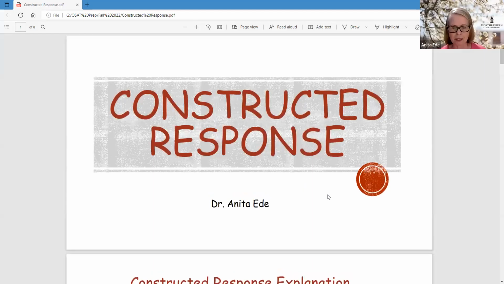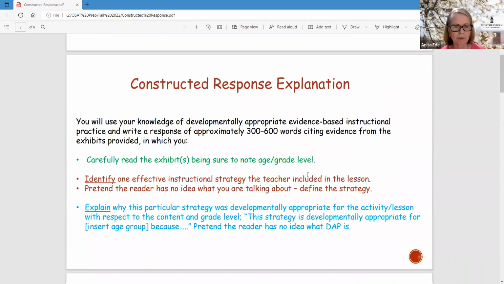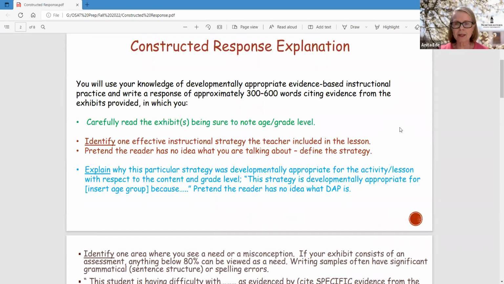Okay, so I'm going to go ahead and share my screen here, and we'll go over just a few pointers here to make this easier. Okay, first of all, it's a 300 to 600 word essay. This is basically 2 pages. That's all it is. If you're in Microsoft Word, make sure that you keep track of how many words you're writing. If not, I'm sure the computer will let you know when you've hit 600.